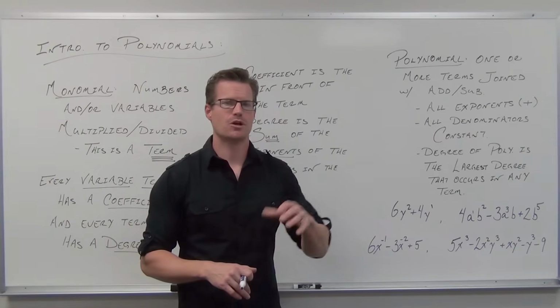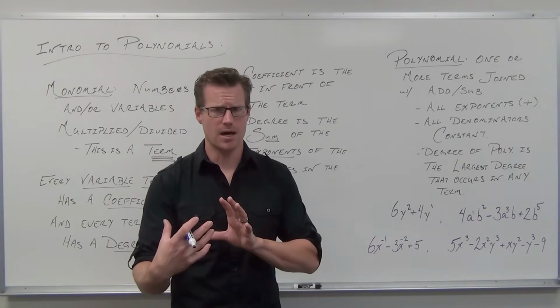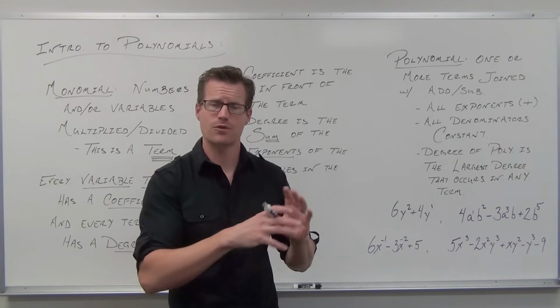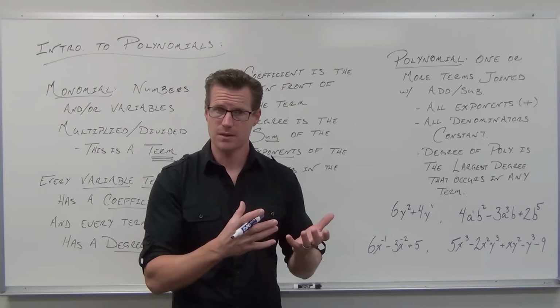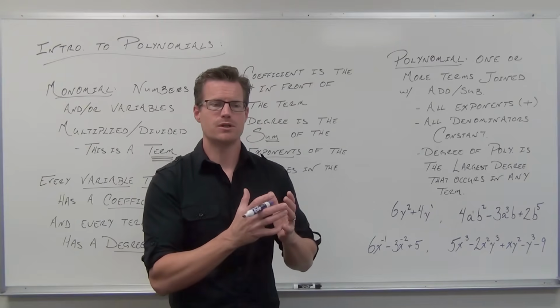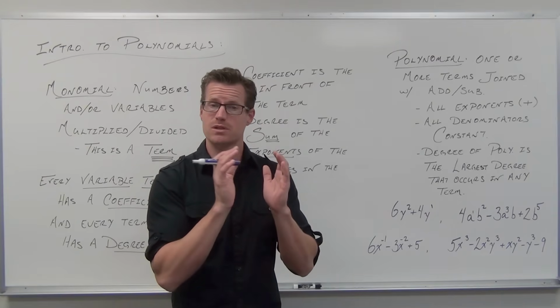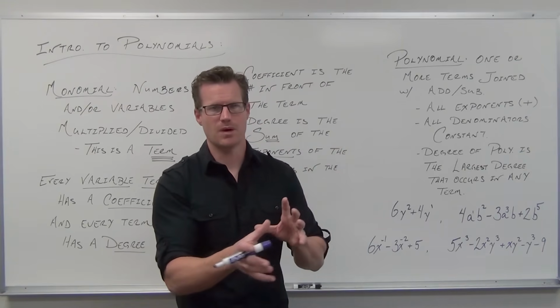Every variable term is going to have a coefficient. It's a number in front, including the sign. Terms always include the sign in front of them for the reason I showed you a little while ago. Every variable term also has a degree. Every term actually has a degree, just constant terms have a 0 degree. The degree is the sum of the exponents of your variables. The biggest one of those that happens is the degree of the polynomial.